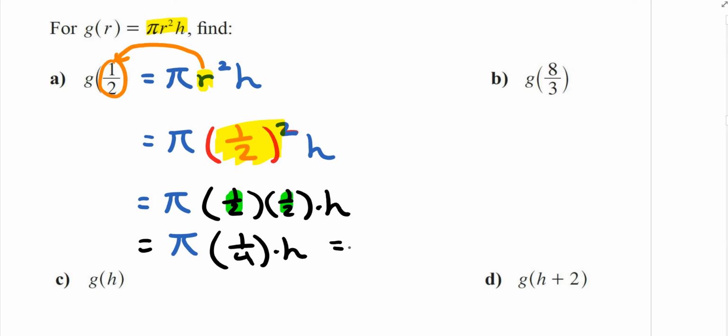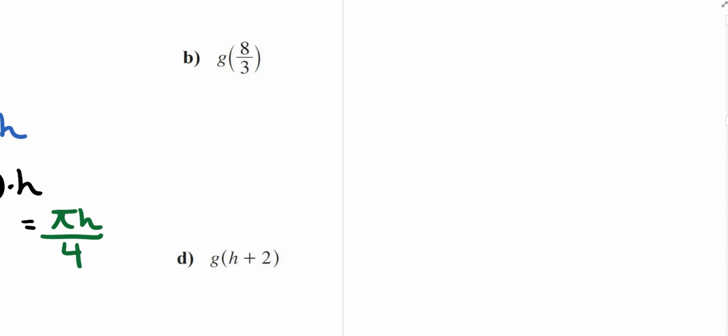Now, although that's correct, I would put the pi and the h in front. So write that as pi h. And then this part here, the 1/4, I would write with a 4 on the bottom there. So pi h divided by 4. Okay, so move on to letter B now.